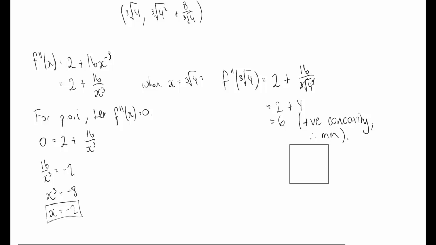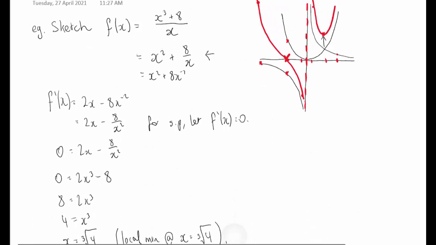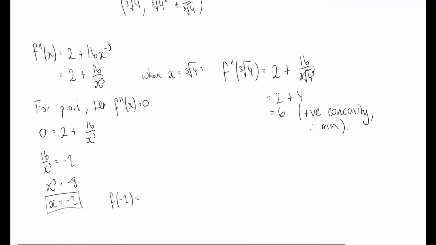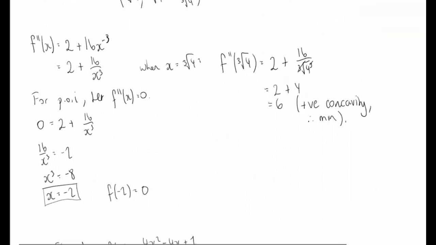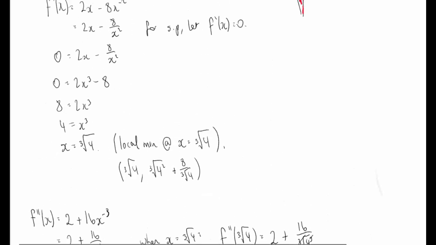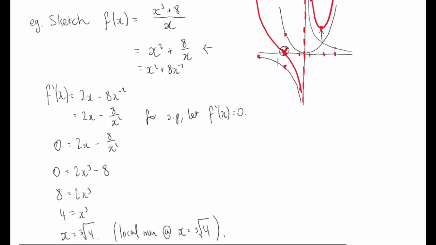And our y coordinate for that, if we substitute that into our original equation, f of negative 2 is going to be, I'm just going to go back to it, well, it's going to be 0. I'll leave that other question there for after. So that gives our point of inflection at negative 2, 0, which we can again see on our graph. It's pretty reasonable to expect that that might be our point of inflection.